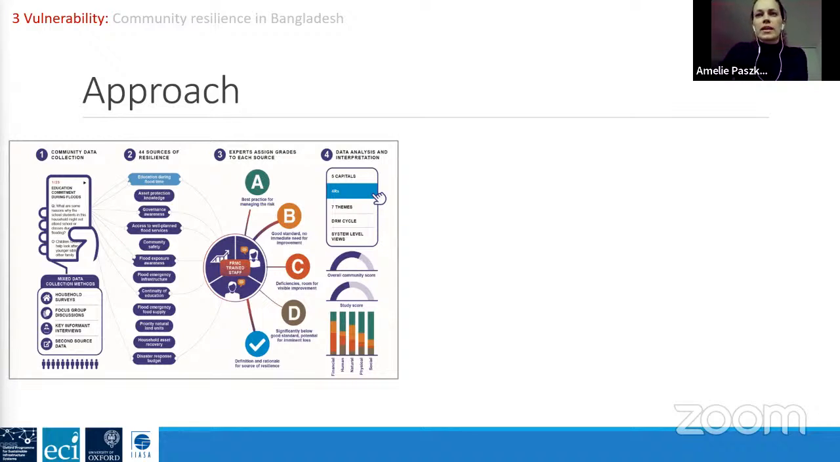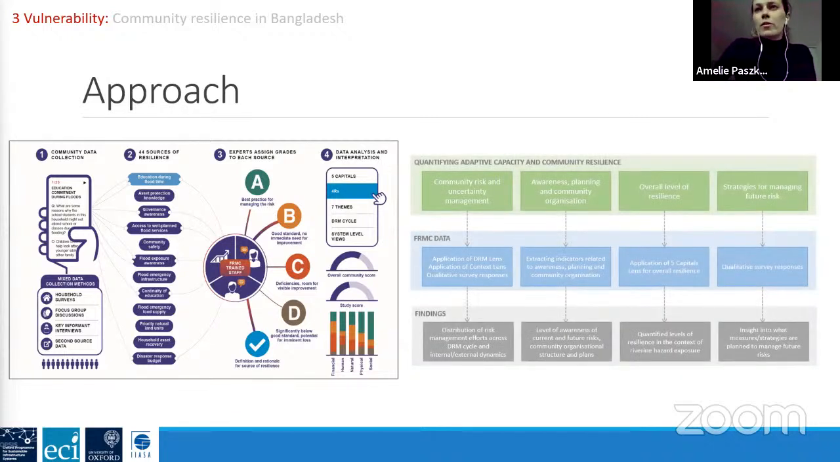Each source is graded between A and D. And the data that's used to inform the grading is collected from household surveys, community and focus group discussions, as well as secondary data. For the purpose of this talk, I will just skip over a few bits and jump straight to the measurement of resilience and some of the strategies that communities are putting in place to manage their future risk.